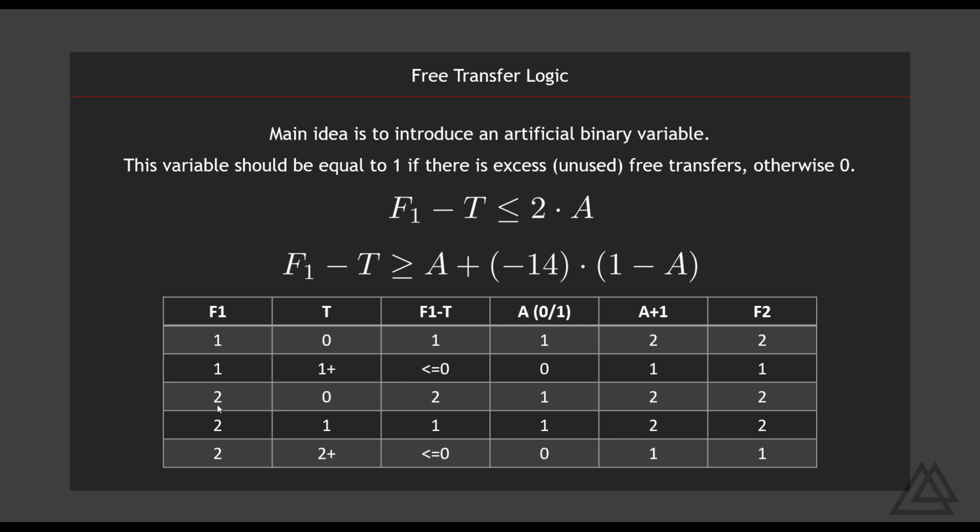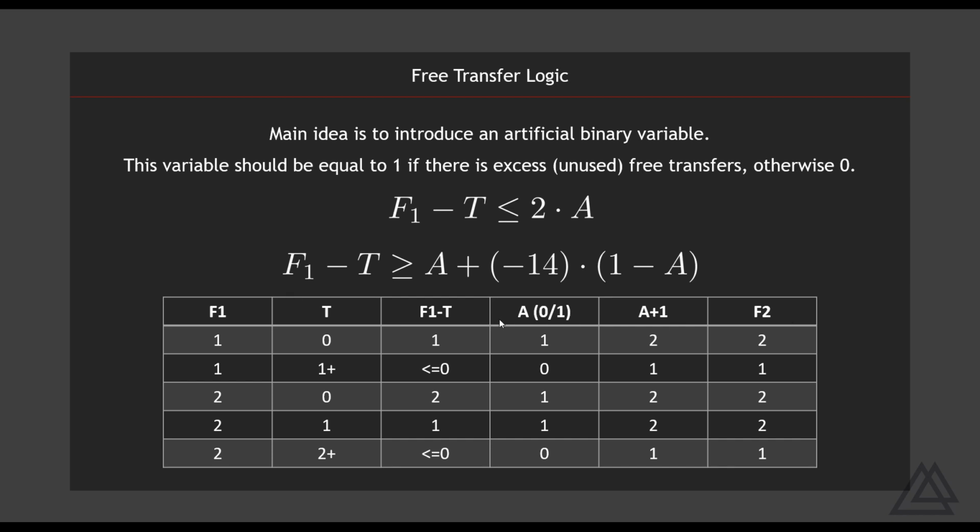That's why when we have 2 transfers, and we haven't used any, or if we use just only 1, this part will make A equal to 1. And if we have 1 free transfer and used it, or if we have 2 free transfers and used them all, then this part will turn into a 0 or a negative number, which will force A to take value 0.